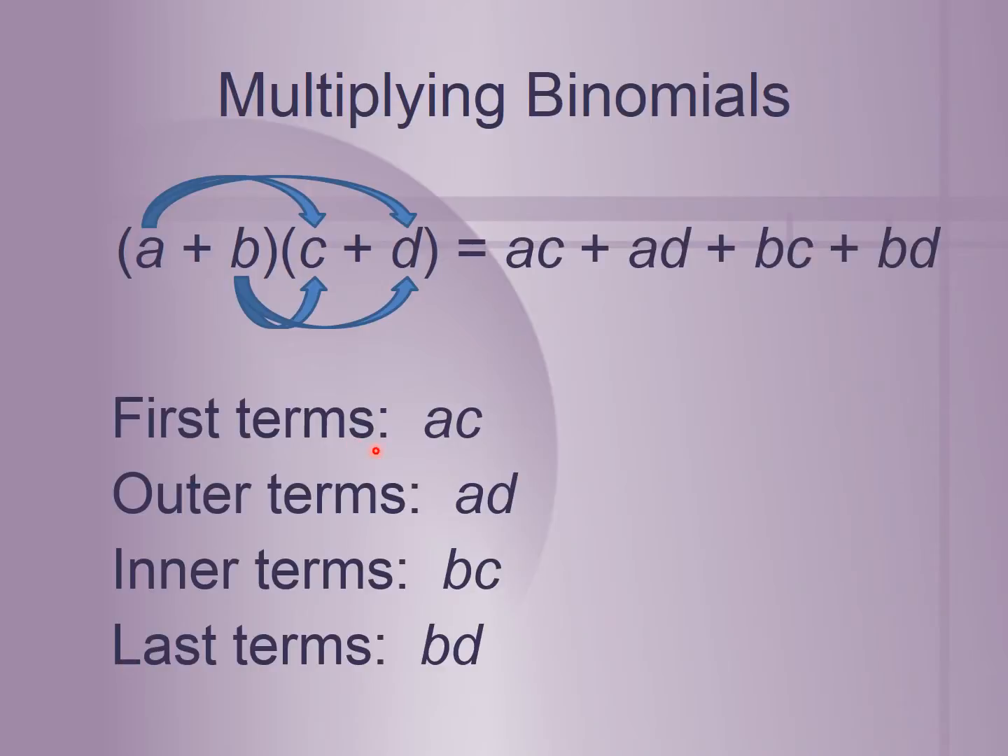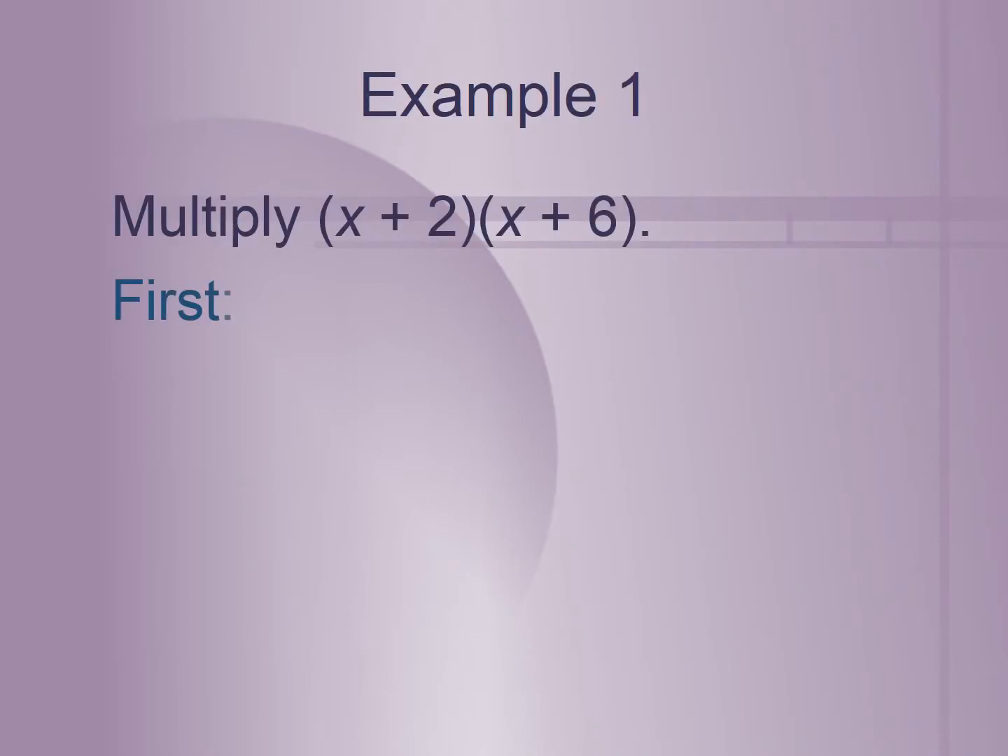Now that we have multiplied, we take these products, simplify them if we can, and then add them all together. That will be our answer after we combine any like terms. So let's do an example multiplying two binomials using the FOIL method. We're going to multiply x plus 2 times x plus 6. We start with F, first.